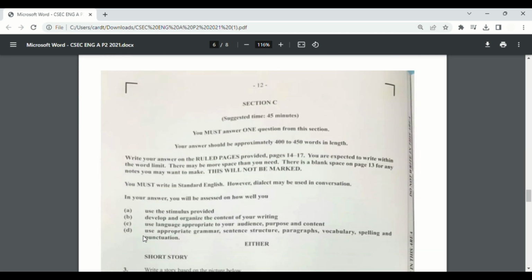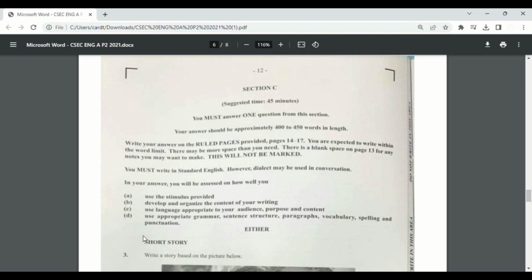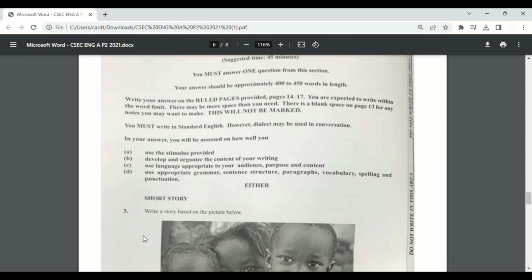So let's move on to section C. You must answer one question from this section, and we know this is the story writing narrative. So you must write in standard English. However, dialect may be used in conversation. So this means that if you're writing some kind of conversation, some kind of dialogue, then you can probably put it in there. But for the most part, this is an English language exam, people. English language exam. So standard English is what they expect for the paper.